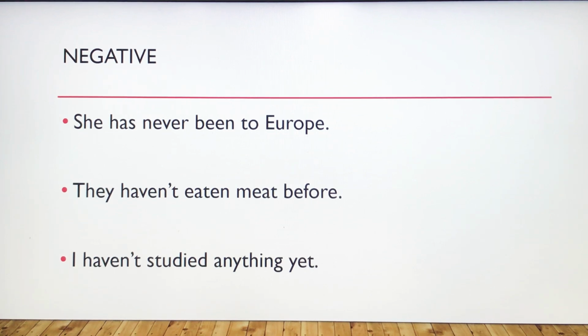But in the second and third sentences, we have not, right? And it's contracted here. So they haven't eaten meat before. I haven't studied anything yet.